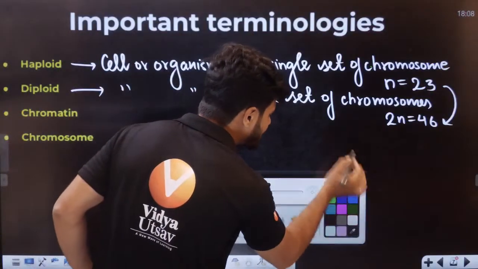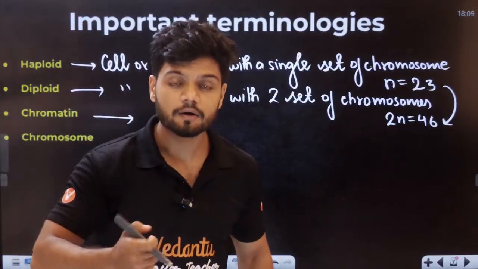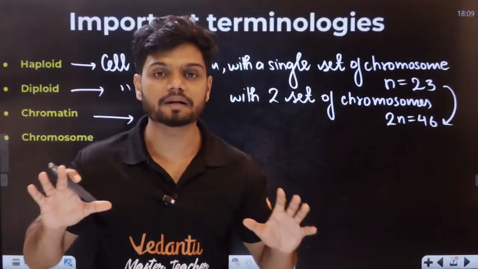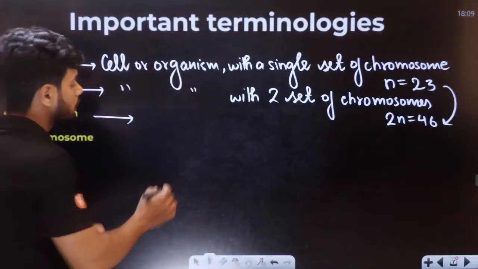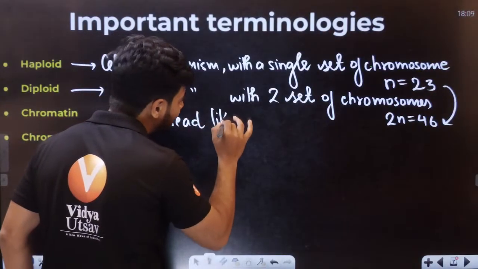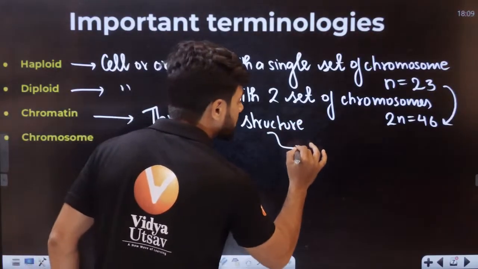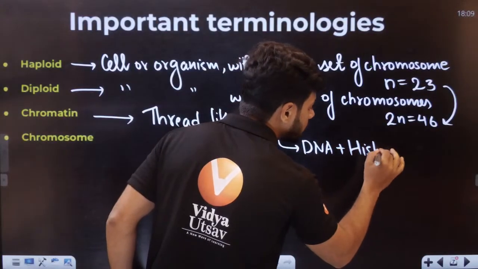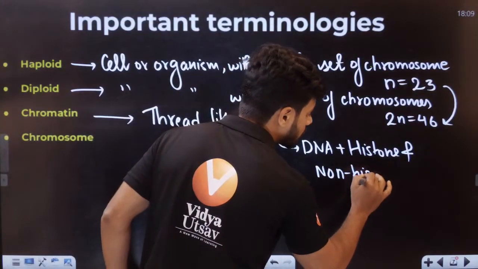Now, what exactly is chromatin? Students, chromatin and chromatid are two separate things. Centromere and centrosome are two separate things. So please listen to me very, very carefully right now. What is chromatin? Chromatin is a thread-like structure which is made up of DNA plus histone and non-histone protein.